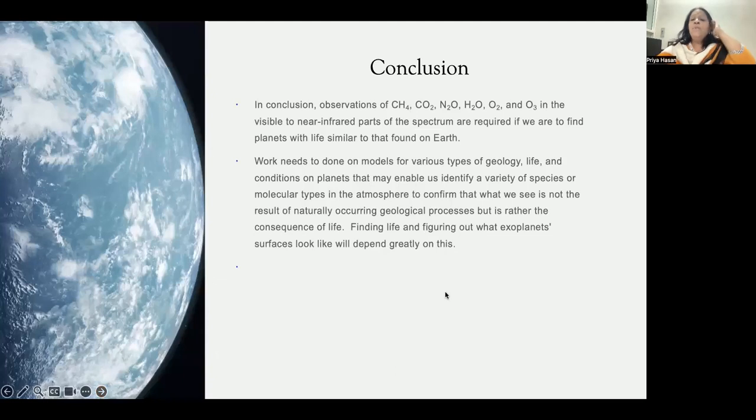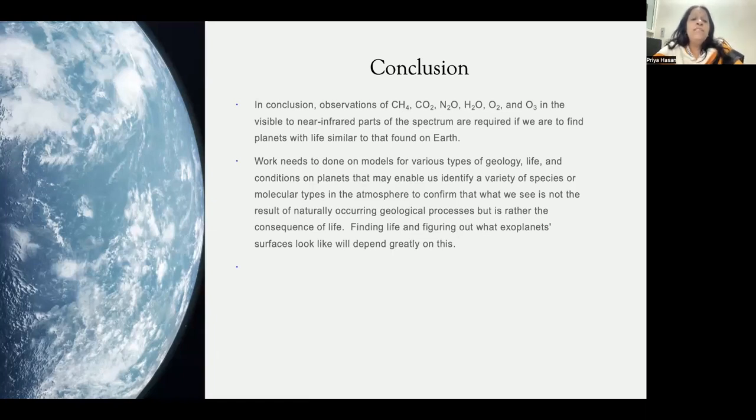So in conclusion, observations of methane, CO2, H2O, water, oxygen, and ozone would all be basically observable in the visible and near infrared parts of the spectrum. These would be very important to detect life.